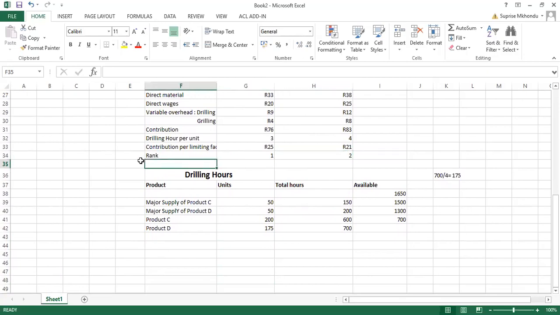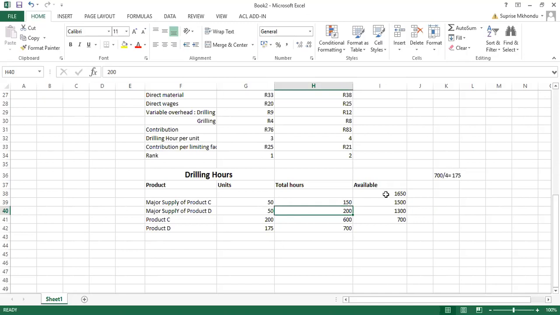Maybe you can redo the last one, the drilling hours, the limiting factor one. Okay, the limiting factor, guys: we have only 1,650 hours. Now we must supply 50 units as a special order to a major supplier before we can produce everything else. So we must find how many hours we're going to need for these 50 units of product C and product D. We're going to need 150 and 200.